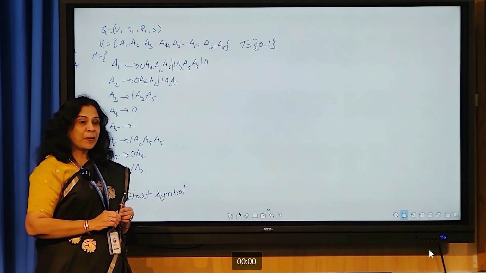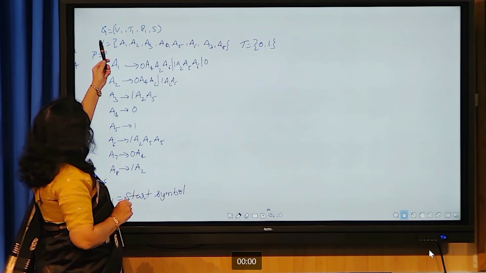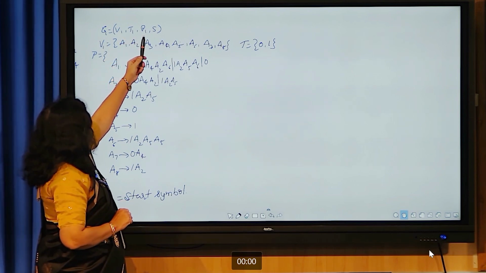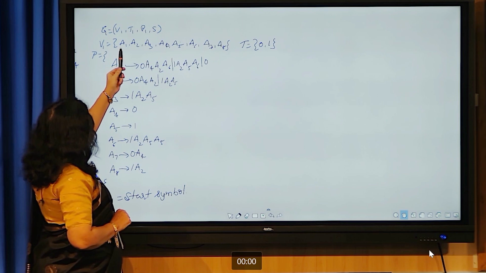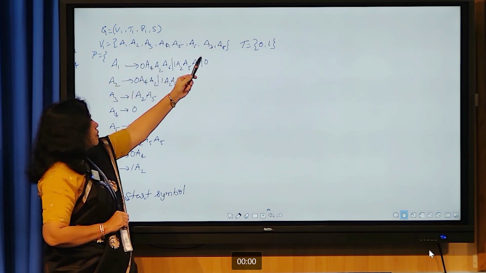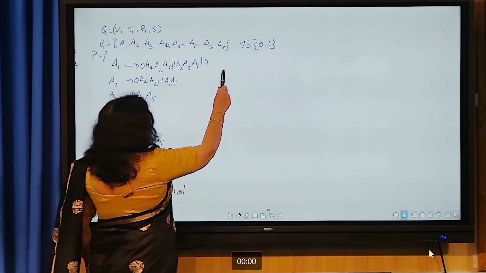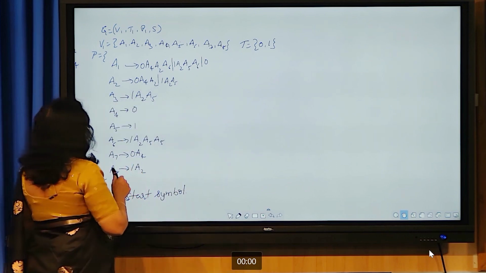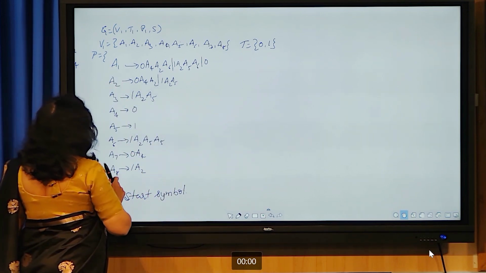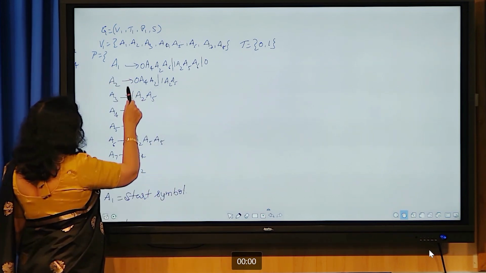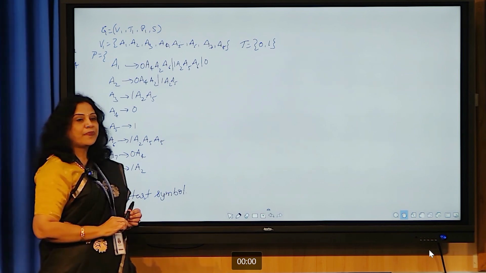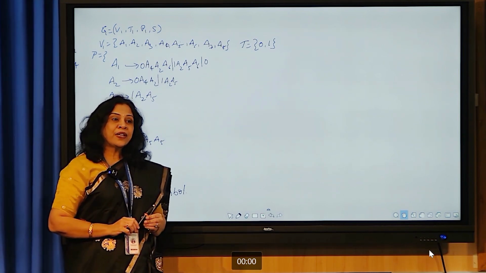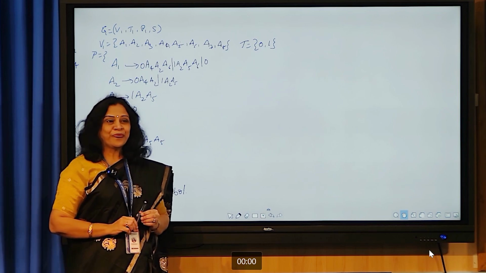So the final grammar is given by G equals (V1, T1, P1, S), where the variables are A1, A2, A3, and so on up to A8. The terminals are 0 and 1. The productions are A1 through A8, and A1 is the start symbol. So hence the given grammar is in GNF. Thank you.